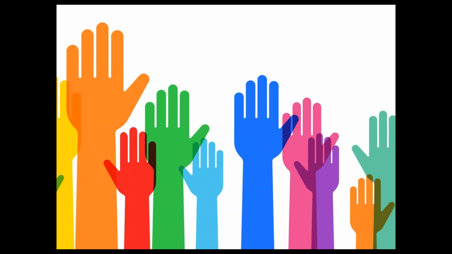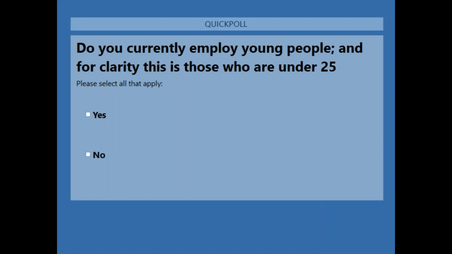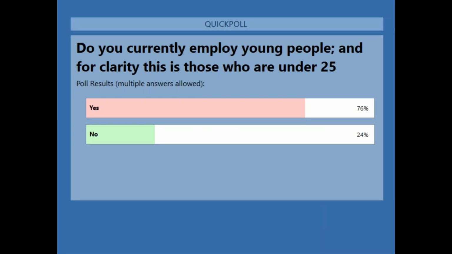Thank you, Victoria. So the first one that we're going to load up is, do you currently employ young people? And for clarity, for this purpose, we are looking at those who are under 25. I've just loaded the poll. Nearly everybody's voted, just a few more seconds. Okay, I'll close that poll now, and I'll share the results with you. So there we go. 76% of you said yes, you do employ young people under 25 years old.